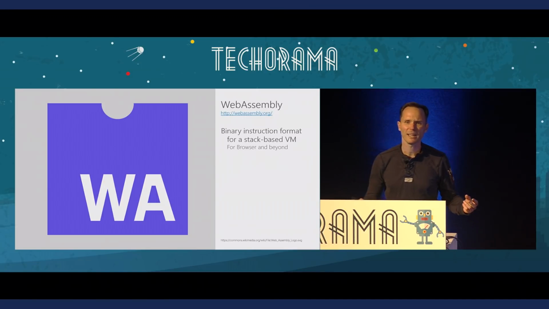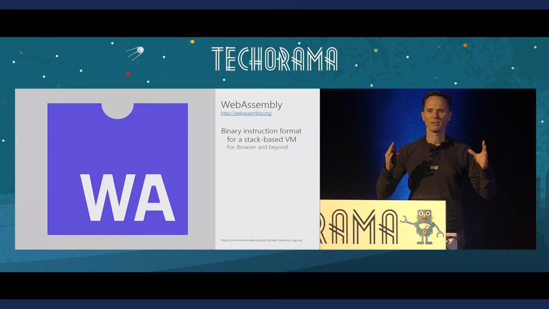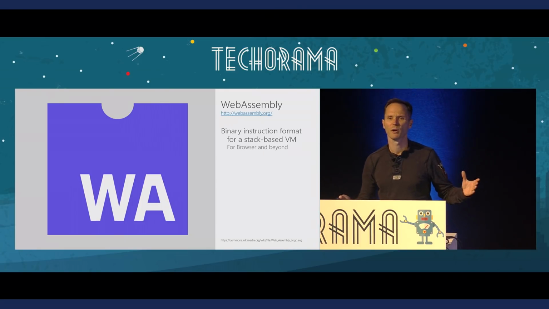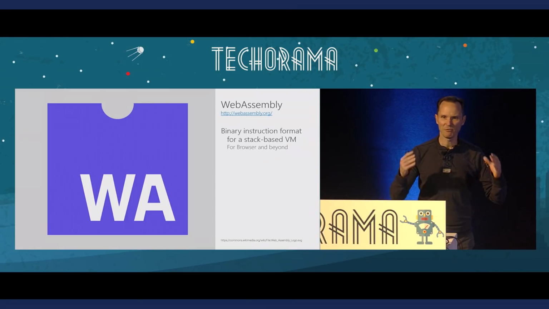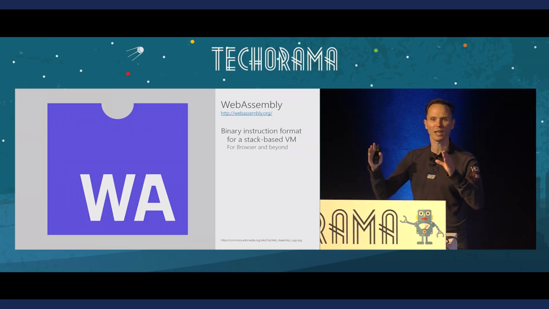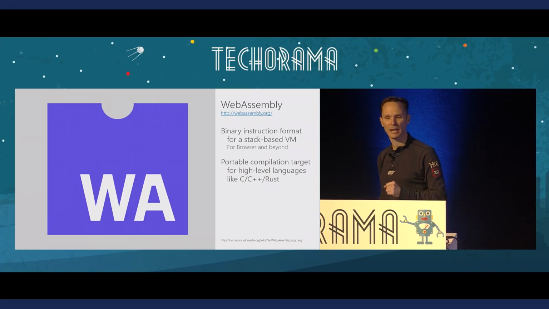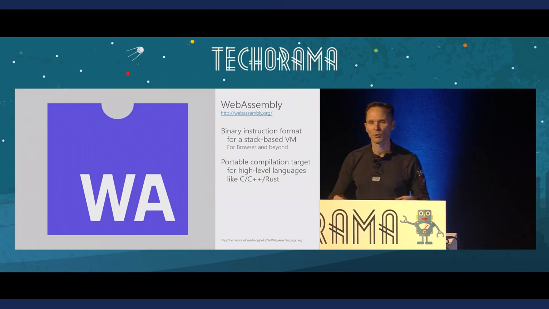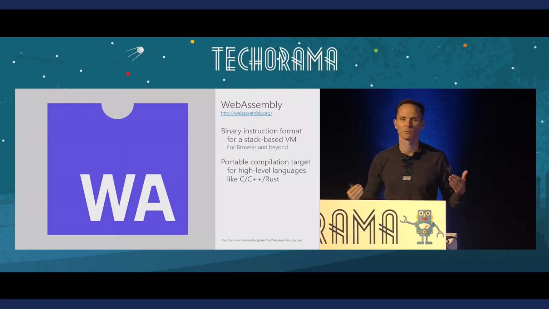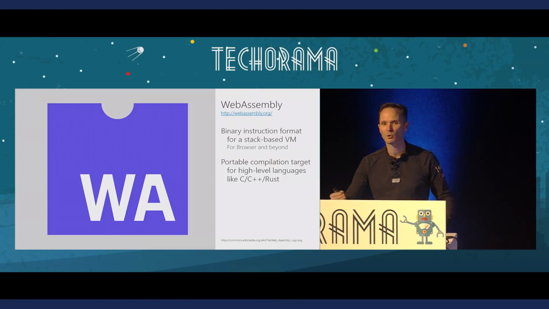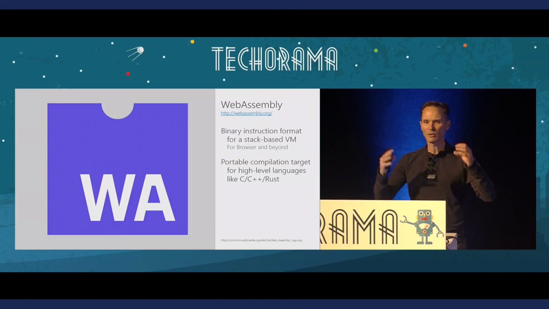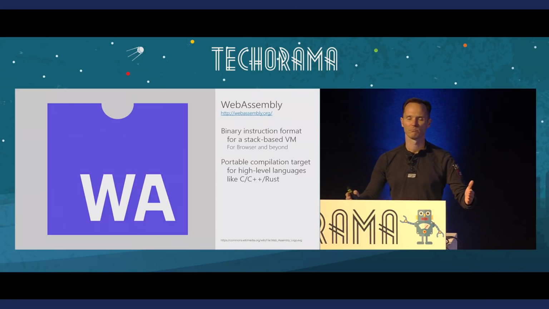WebAssembly, in short, is a binary instruction format for a stack-based VM that can run essentially everywhere. However, mainly it has been built for the browser. So it is a VM that can run binary code in the browser. That's the important thing. And it is a compilation target for higher level languages like C++ and Rust. So you can write applications in C++, compile it not to machine language, but to WebAssembly, and then you can take the resulting binary and run it in the browser.